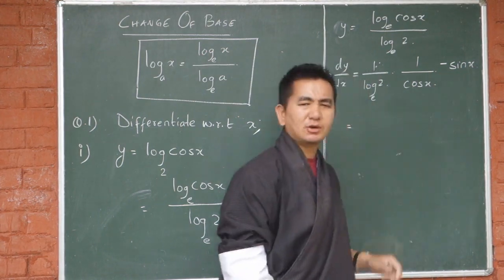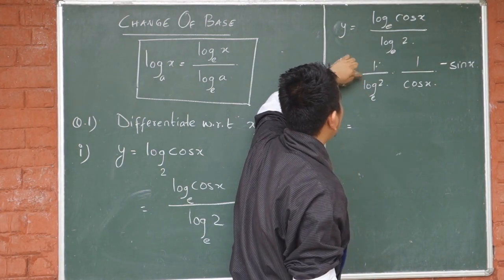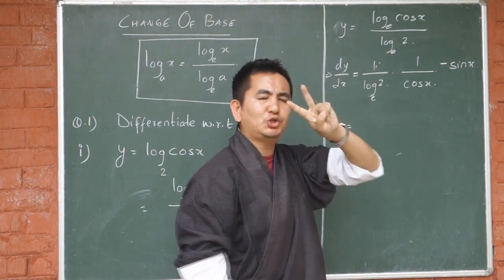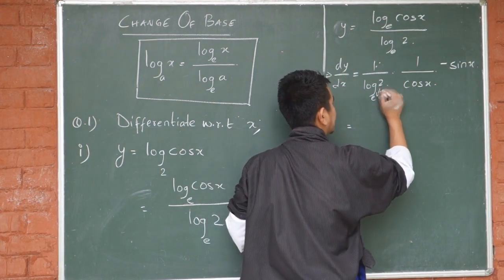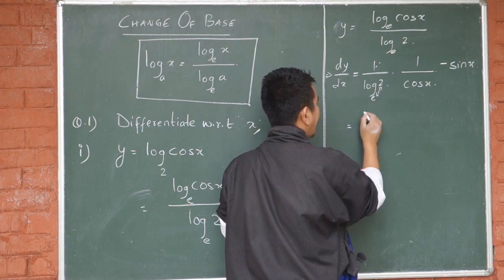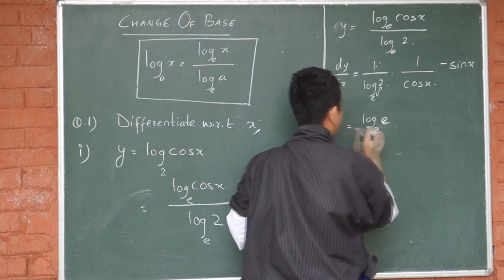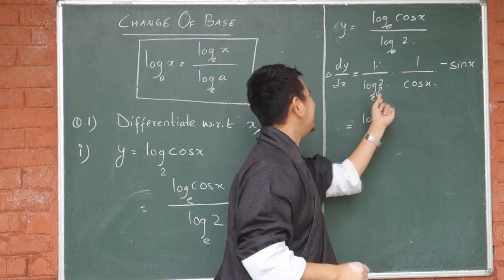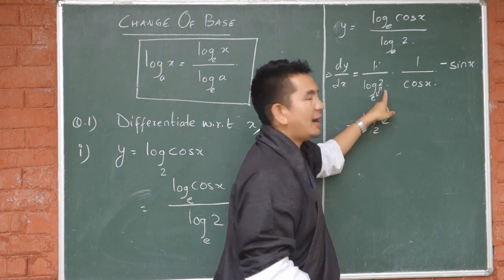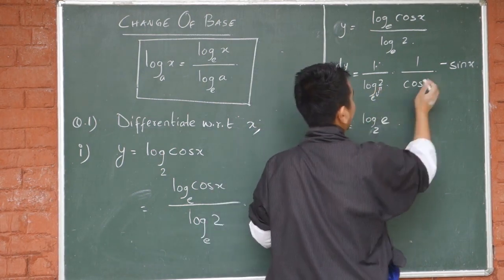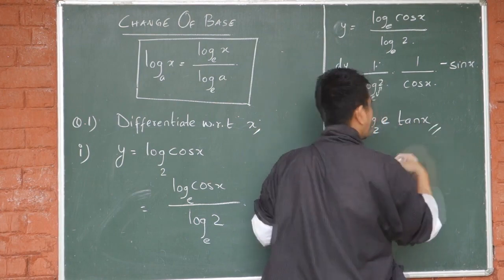What is sin by cos? Oh, before that one. If you want, I can bring this log up. There is no problem. There are two methods to bring this log up: either you interchange the base. If I need to bring this one up, I can write it as log to the base 2 of e, which means here I am interchanging the base. Then sin x by cos x is negative tan x. This will be the answer.